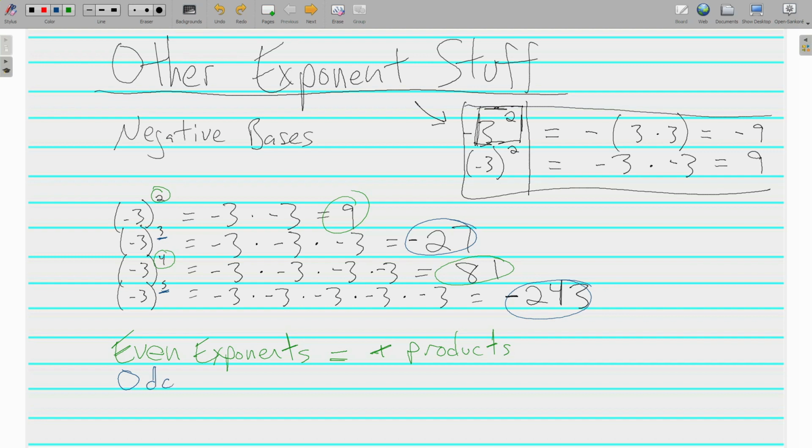I'll just write what we need here. Odd exponents have negative products. So 2 things here with negative bases. Up here at the top, just remember a negative 3 squared is different than a negative 3 squared. And an even exponent will give you a positive product, an odd exponent will give you a negative product.